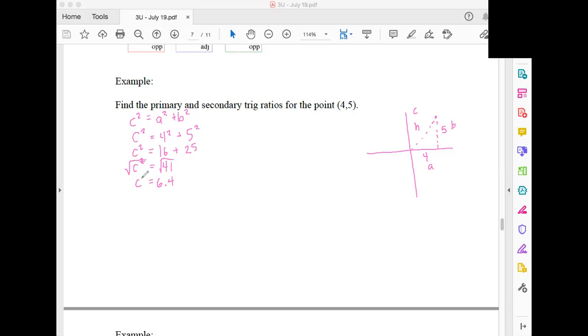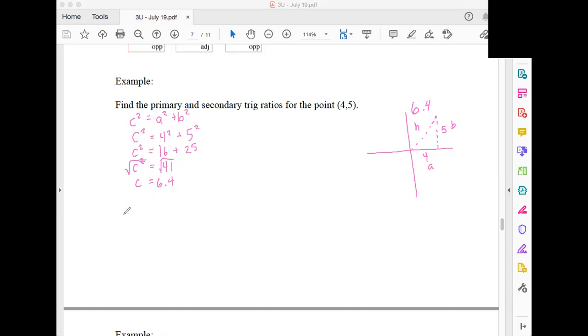Another thing to keep in mind is our hypotenuse here, our c, is always going to be bigger than our two side lengths. So that's how you know that you did it right. Okay, so this guy, I'm just going to draw it into this c here, is 6.4.